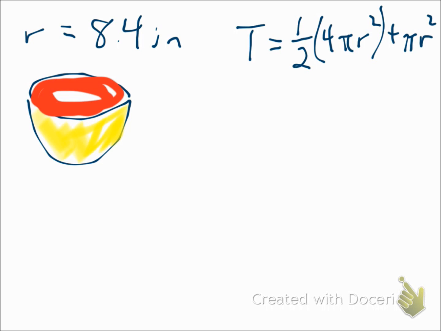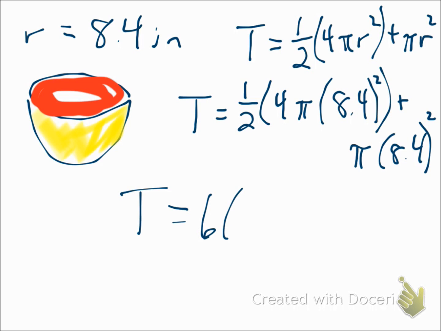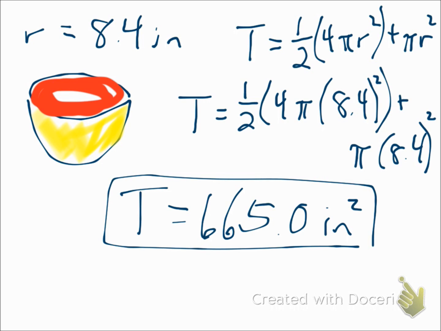The radius is 8.4. So substitute the 8.4s in and work it out. And you get 665.0 inches squared. Remember, for a hemisphere, it's half of a sphere plus the circular face.